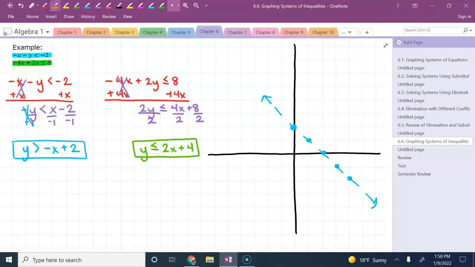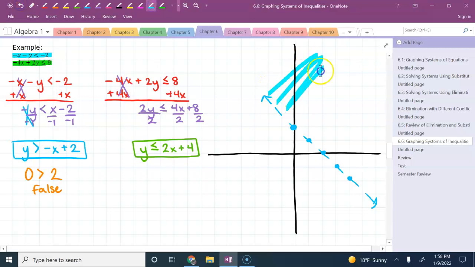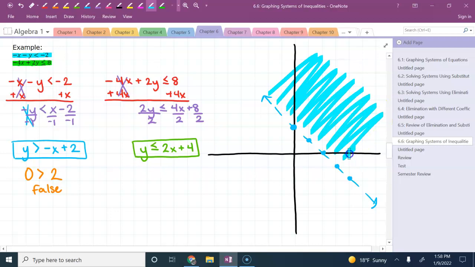Okay, if we test 0, 0, you put 0 in for y, 0 in for x, you're going to be left with 0 is greater than 2, which is false. So we do not want to include 0, 0, which means I'm going to shade on the other side, over here, away from 0, 0.